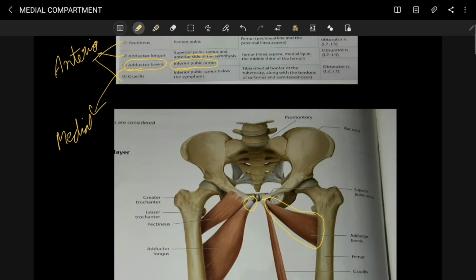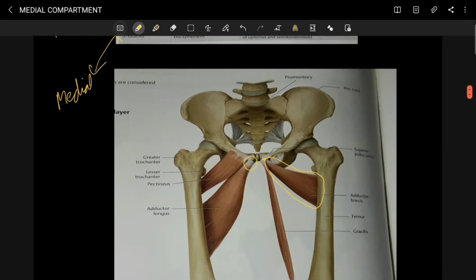It will make studying anatomy easier. Again, the insertion is at the femur, more specifically the medial lip of linea aspera.